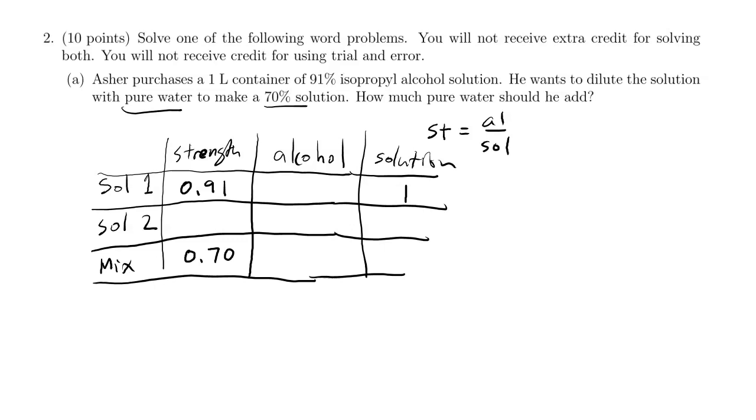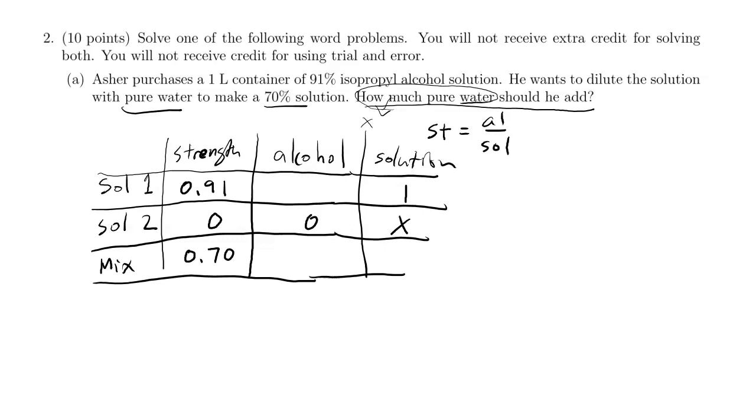And I wrote down second solution, but I was thinking just mixing 2 solutions. But it says the second one is not a solution; it's just the water. What is the strength of pure water? Well, that's 0 because there's 0 alcohol content, right? And we don't know how much pure water he should add. So how much pure water, we're going to define this as our x. So this is the unknown value that we want to put in.